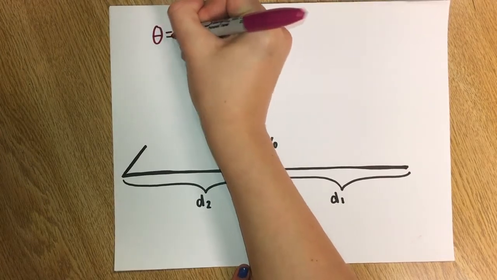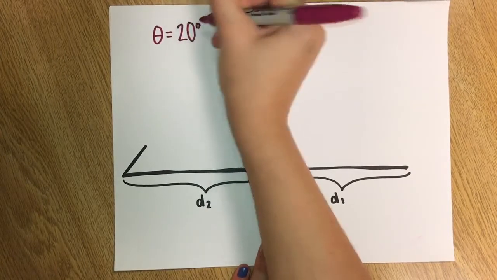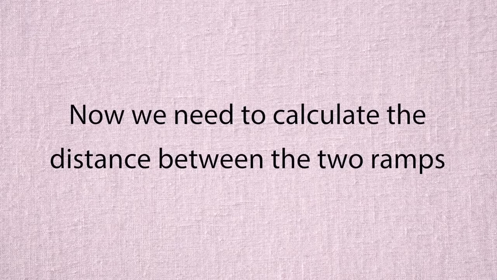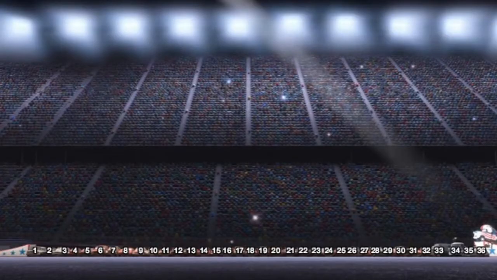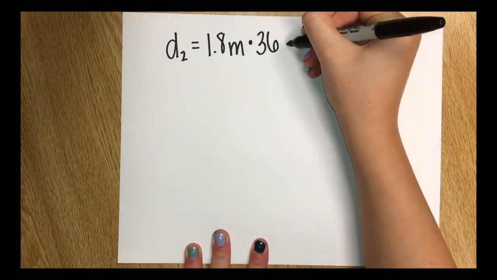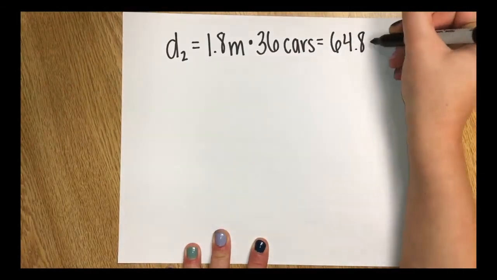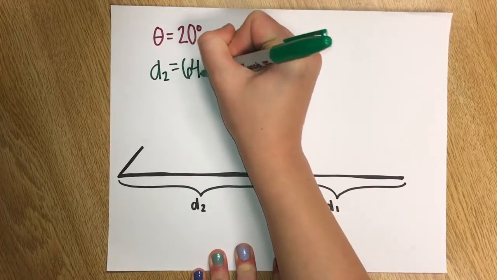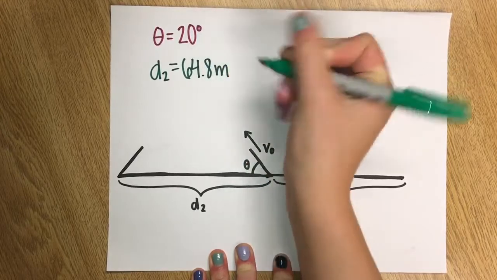First, we can estimate the angle of the ramp. We estimated this to be about 20 degrees. Next, we will be calculating the distance between the two ramps. In order to do this, we first need to estimate a few things based off of the clip. In order to estimate the distance between the two ramps, we assume that the average width of a car is 1.8 meters. Here, we count 36 cars. Since we have counted 36 cars between the ramps, we know that the distance between the ramps is 1.8 meters times 36 cars, which is 64.8 meters.